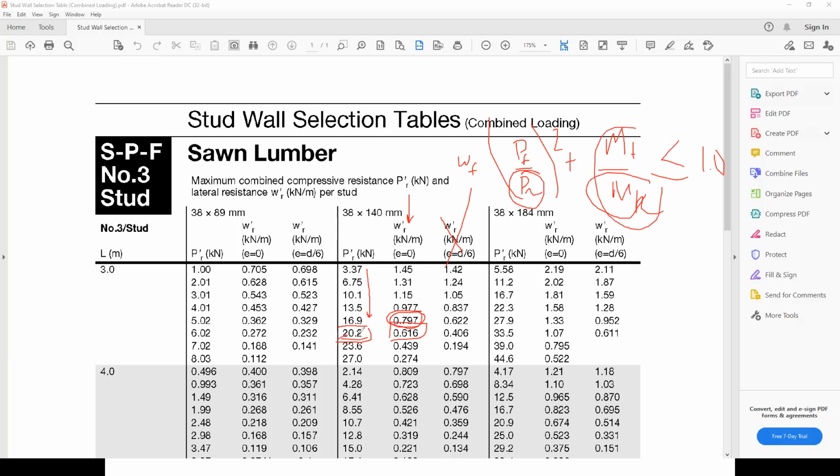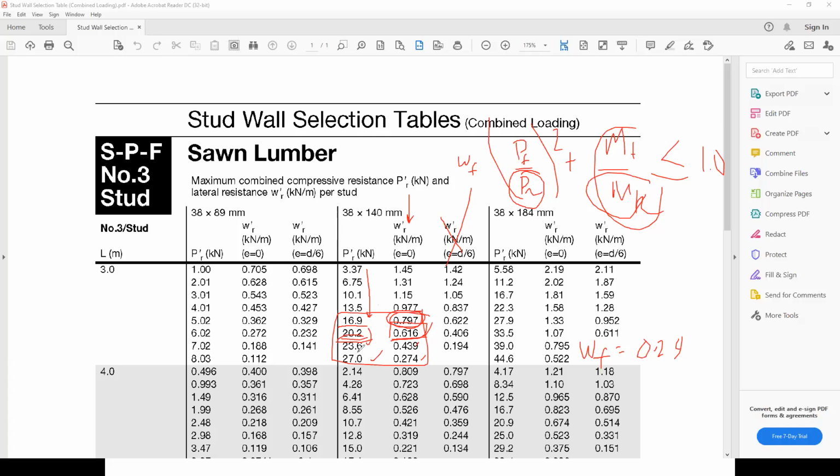But if you say 20.2, is this still greater than what we had for load combination 3? What was the WF for load combination 3? It was 0.24. So is this good? Yes, as a matter of fact, this is still good. You follow? So what this is saying is that all of these are good for our load combination 3.